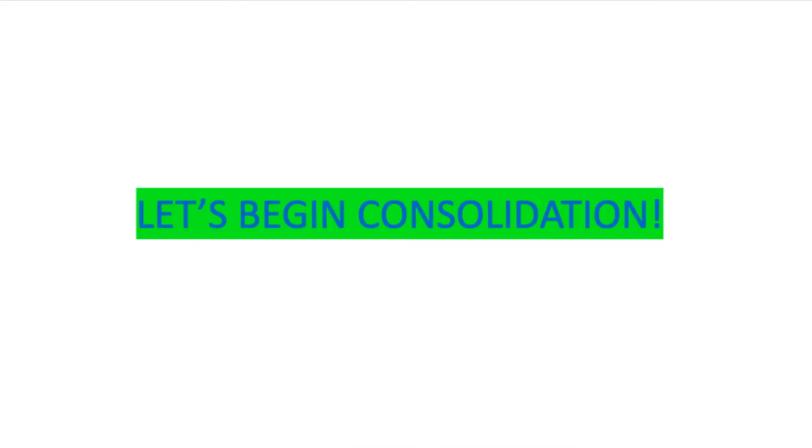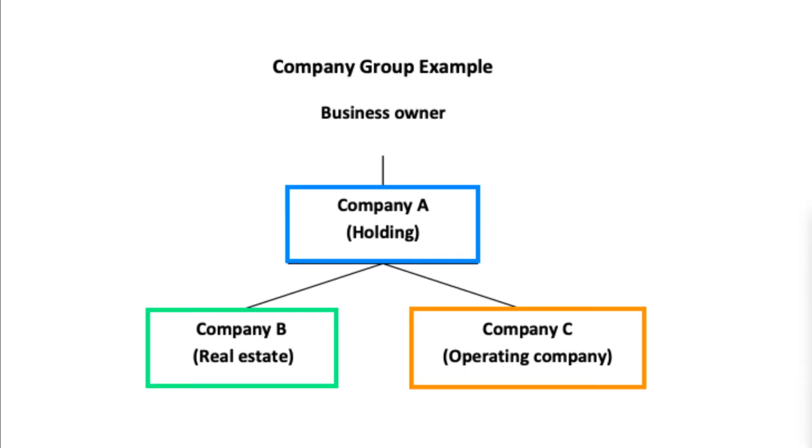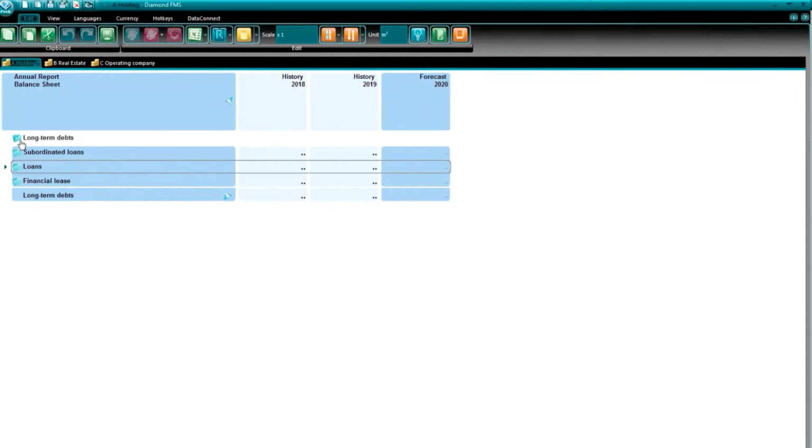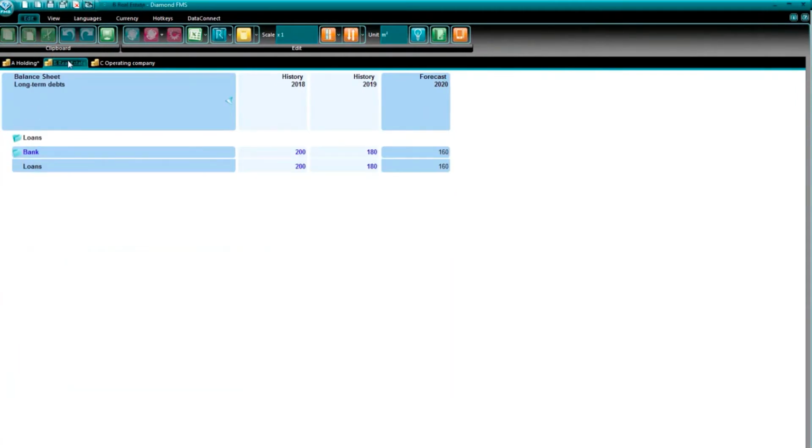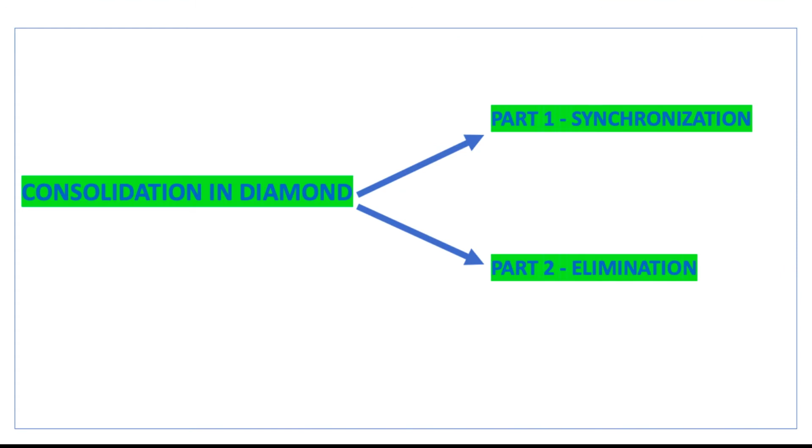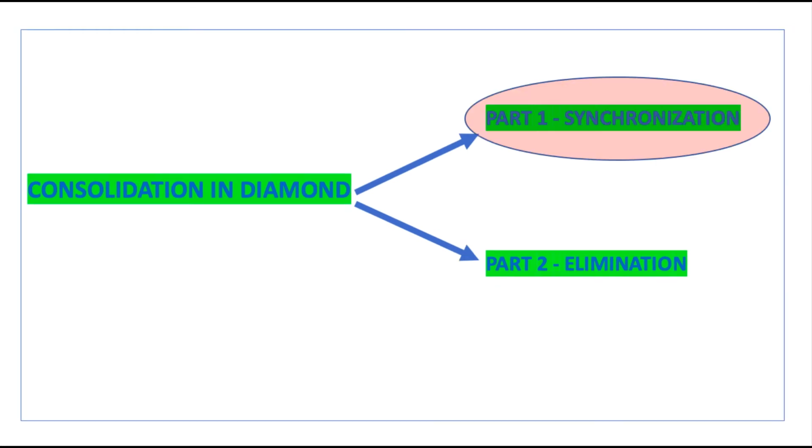And now let's begin the consolidation. I want to consolidate the following files: Company A holding.ec, Company B realestate.ec, and Company C operatingcompany.ec. Consolidating in Dimond is divided into two parts, namely Part 1, Synchronization, and Part 2, Elimination. In this video, I will show you how to synchronize in Dimond.